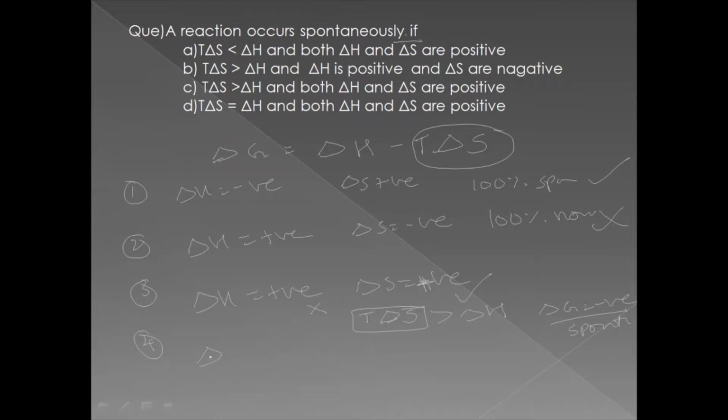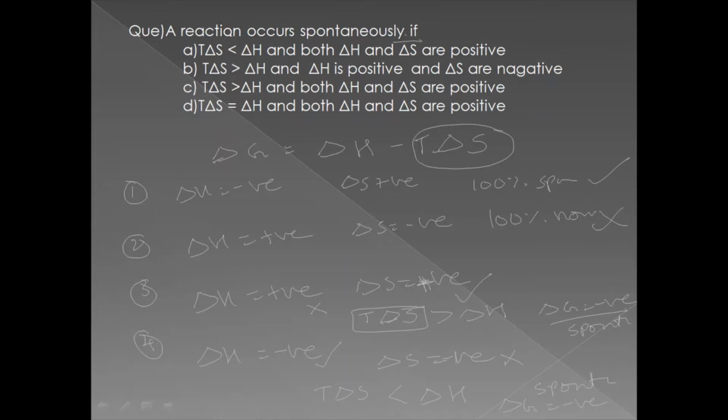And the next one is delta H negative and delta S negative. In this case, delta H is the favorable factor and delta S is an opposing factor. So the reaction may or may not be spontaneous. You need to know that T delta S magnitude should be less than delta H. Then only the reaction becomes spontaneous. Why? Because in this case only delta G is negative.